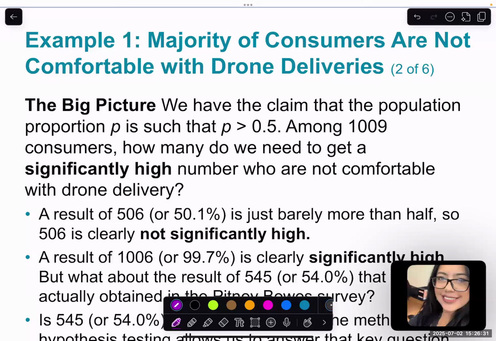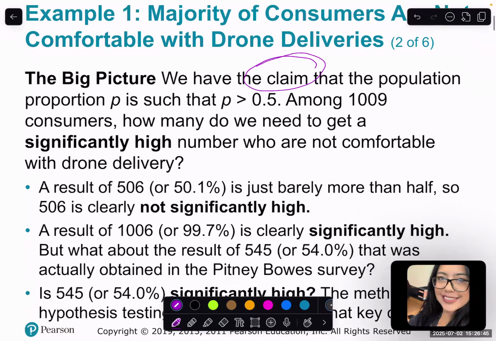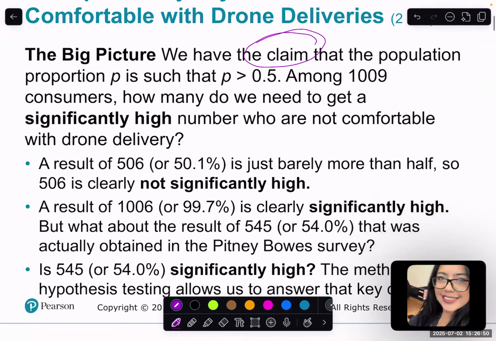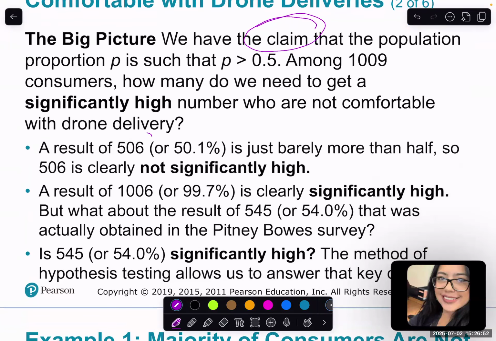What's the big picture? The big picture is that we have a claim. This is a hypothesis, a claim, that the population proportion P is such that P is greater than 0.5 among 1,009 consumers. How do we get a significantly high number who are not comfortable with the drone delivery? Well, first we begin with 506. The 506 is just barely more than half. So that's clearly not significantly high.